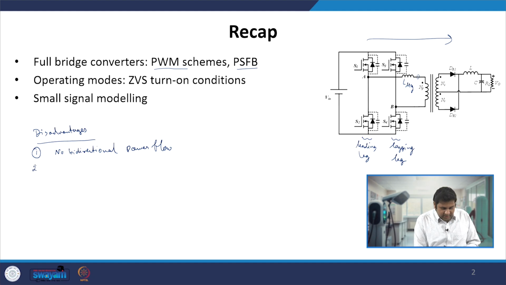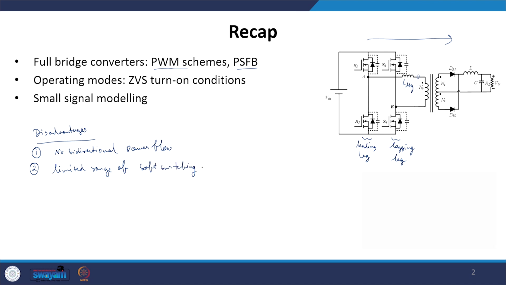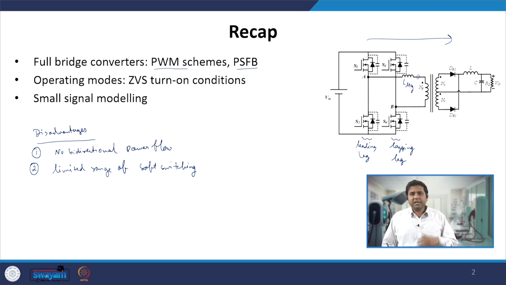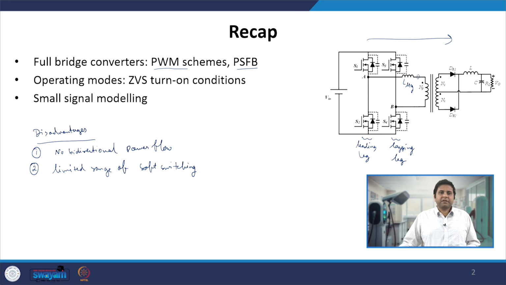Now the next thing is that we have a limited range of soft switching. For the leading leg it is not a problem; the leading leg switches will go for soft turn on. However, the lagging switches require the circuit to operate in such a manner that the leakage inductance has enough energy to discharge the C3 capacitor to 0 and the C4 capacitor to Vin. So we have a limited range of soft switching, especially in light load conditions. Achieving ZVS in the lagging leg is quite a difficult task.